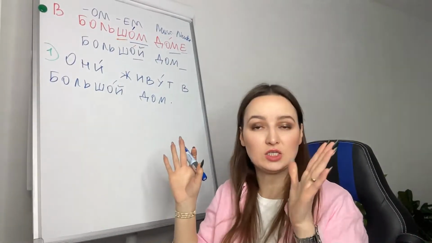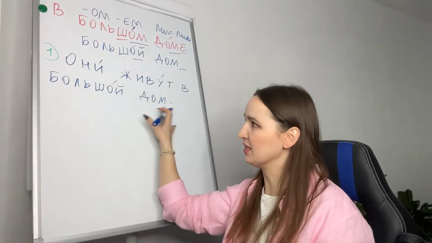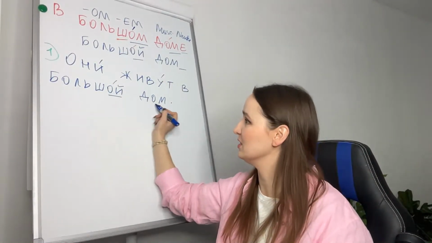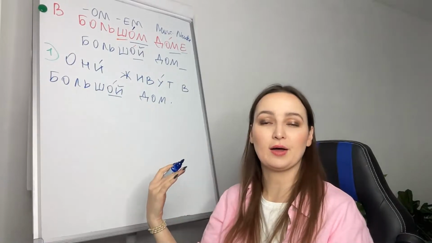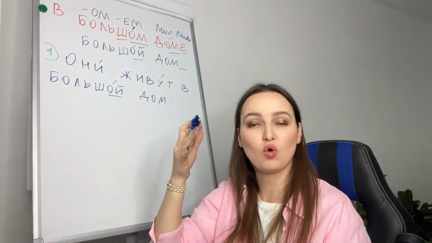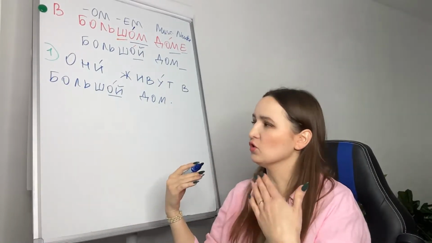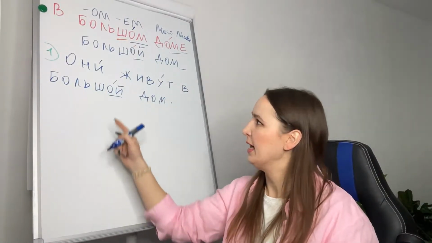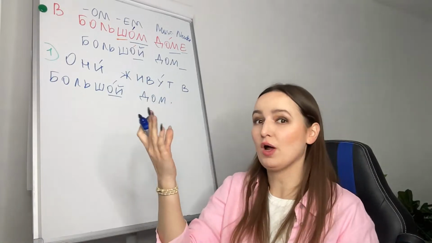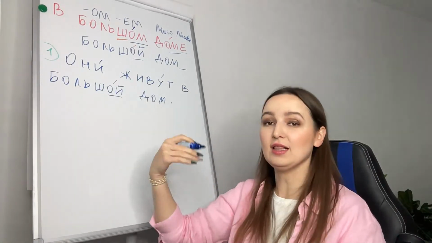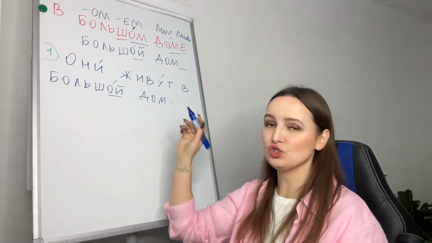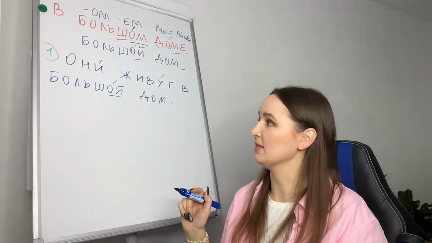Большой дом here is in nominative. We can't leave it like that because it is incorrect right now. Nominative answers the question what or who. And here we have что? Большой дом, a big house. What? A big house. But the question is where? Они живут, they live where? In a big house. So in a big house should be in prepositional case.